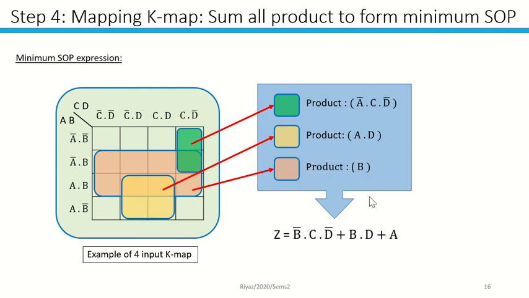So you add it up. This one becomes A, this one becomes A, and this one becomes B. So at the end, you're going to have A bar dot C dot D bar plus A dot D plus B.